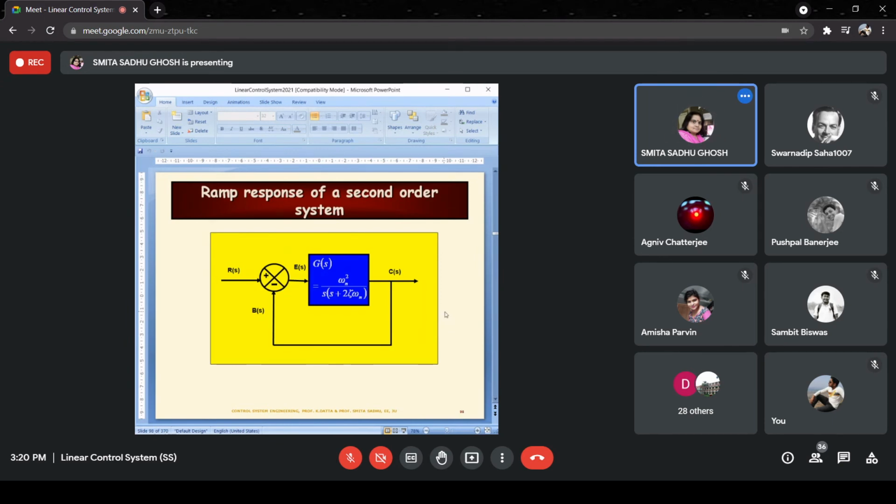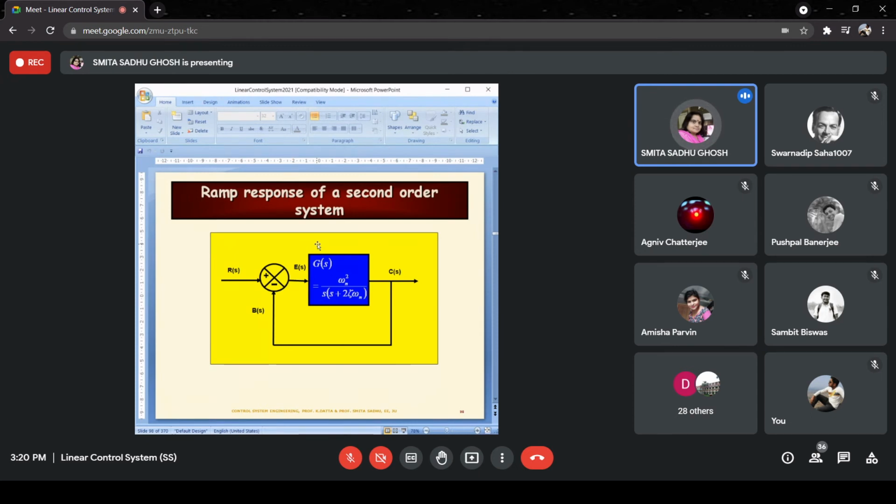Now, we will do the ramp response of a second order system, which is of course a continuation of the same thing, steady state errors, that we are still doing here. So the ramp response of a second order system is what we have here. Now you find that a block diagram has been drawn.